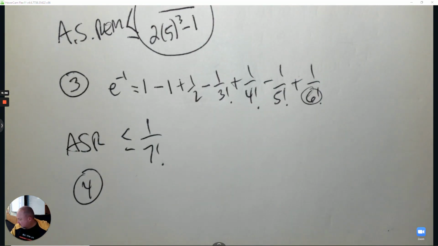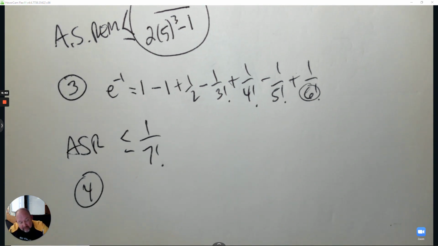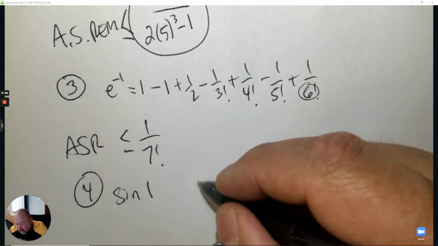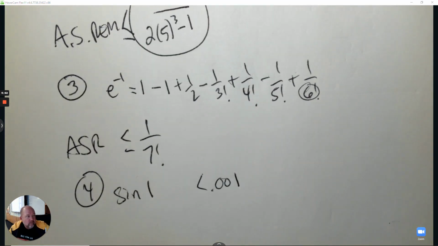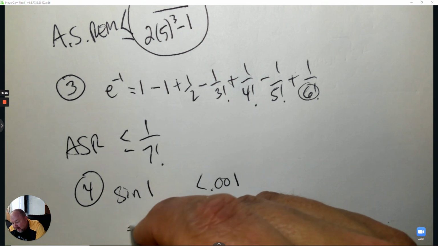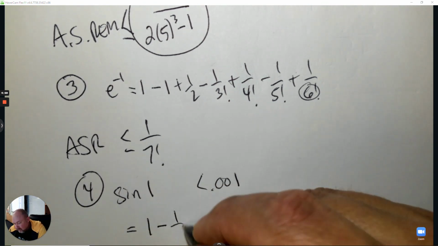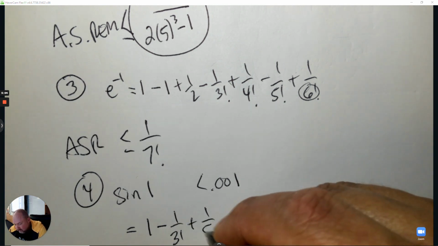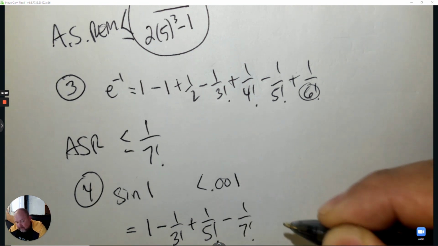Number 4. How many terms of a Maclaurin polynomial are needed to approximate sine 1 with an error of less than 0.001? So we need to know our elementary series for sine 1. So it's 1 subtract 1, and it's the odd numbers. The cosine's the even numbers. And then when do I know when to stop? So the next one is this one, 1 over 7.